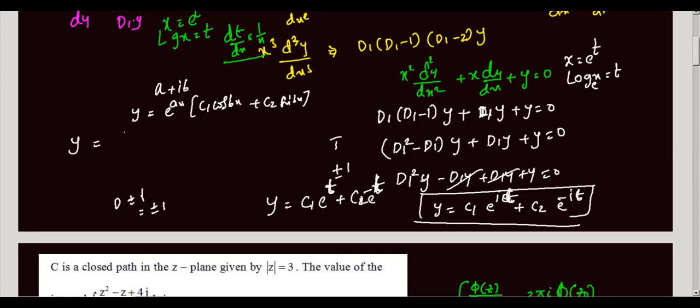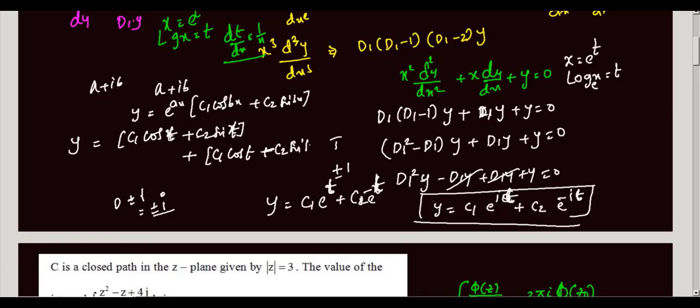You should not do that in the exam. Now look, what are the roots? Plus or minus i. So e power 0x, c1 cos t plus c2 sin t. Similarly, for minus, c1 cos of minus t, cos of minus t is cos t, c2 minus sin t, so this is c3 and this is c4.